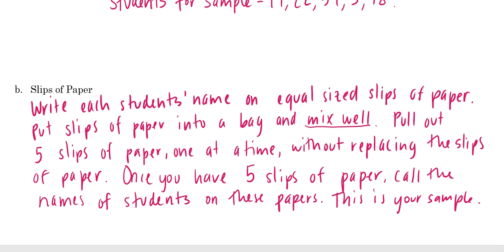In this case, if I pulled out a slip of paper and then I put that slip of paper back, if I replaced it, then I could call that kid again. And I don't want to do that. I'm just going to skip that kid. So the way to avoid that is I'm going to pull slips of paper one at a time, and I'm not going to replace them. I'm going to keep them outside of the bag.